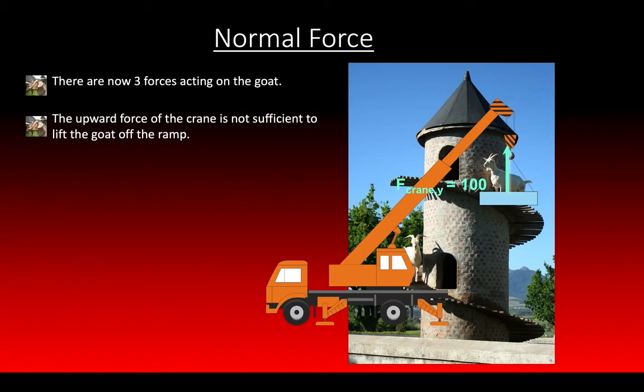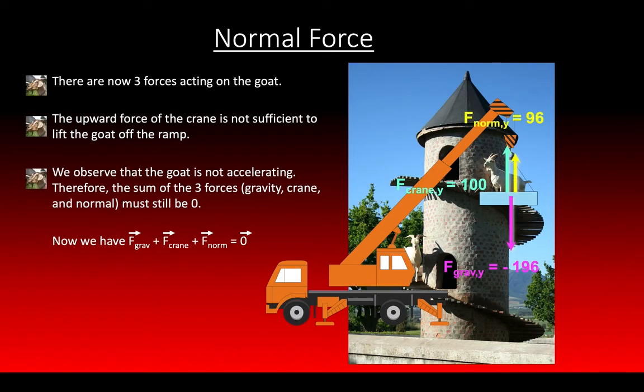But let's see what I have. I have an upward force from the crane of 100 newtons. I have a downward force of gravity on the goat of 196 newtons. And I look at this and I see the goat is still not accelerating. And for the goat to still not accelerate, that means I must have a normal force of 96. Because now I have 3 forces. I have the force of gravity that I got as 196 downward that we knew from a previous slide. I have an upward force of a crane of 100.